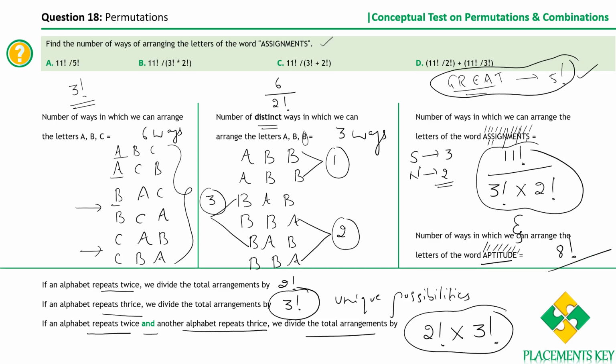What is being repeated here? A is not repeated, P is not repeated, yes, T is repeated. T is repeated twice. So we divide by 2 factorial. So what is the answer? 8 factorial by 2 factorial gives us the unique ways in which the letters of the word aptitude are arranged.